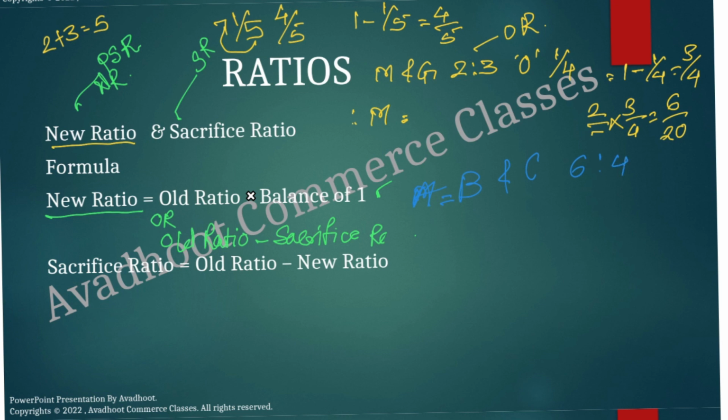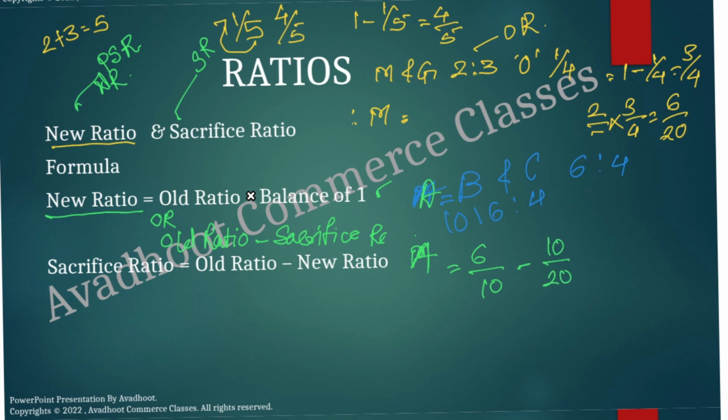Whereas the new ratio is given in the problem. Suppose 10:6:4. This is your new ratio. Now here what is to be done? We'll have to calculate the sacrifice ratio. Therefore, sacrifice ratio is equal to old ratio minus new ratio. We can take Mr. A, where our partners are A, B and C. A's old ratio is 6/10 minus new ratio. What is the new ratio? 10:6:4. Therefore, 10 upon 20.